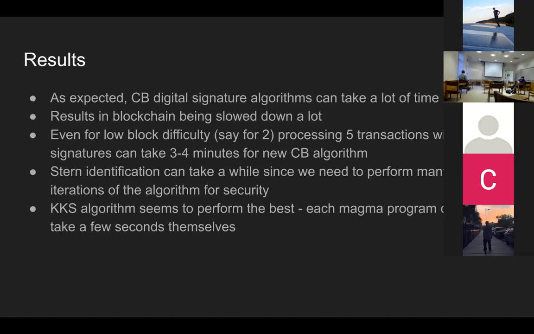Stern identification, like I was just talking about, can take a while since we need to perform a lot of different iterations of the algorithm for security. And the KKS algorithm seems to perform the best, but we still have the problem of really large key size, especially because in order to make it secure, we need really, really large parameters, and the keys that we're storing are really large matrices. So it's obviously not great, but it depends on how much memory you can use.